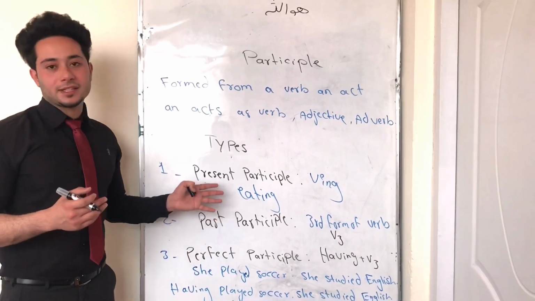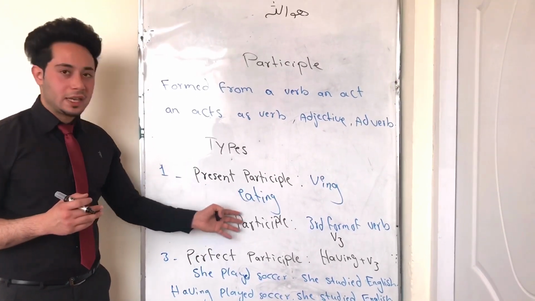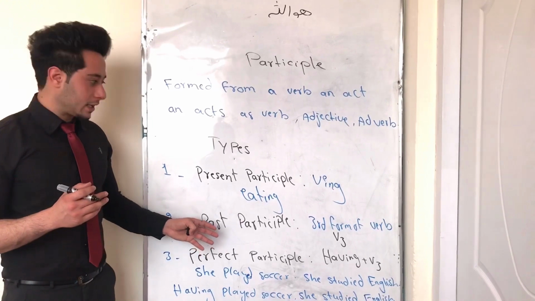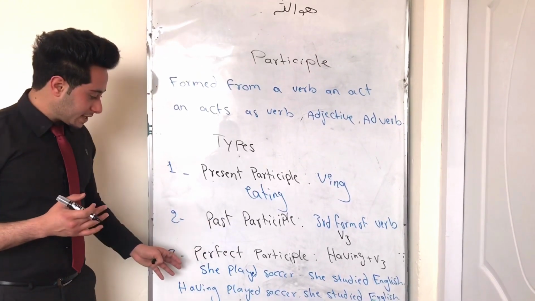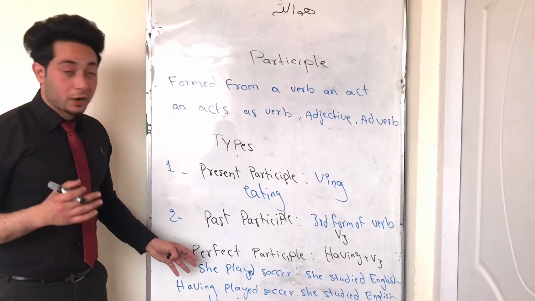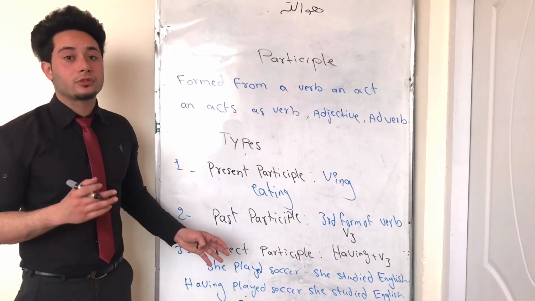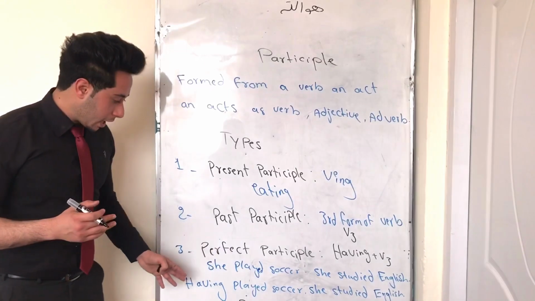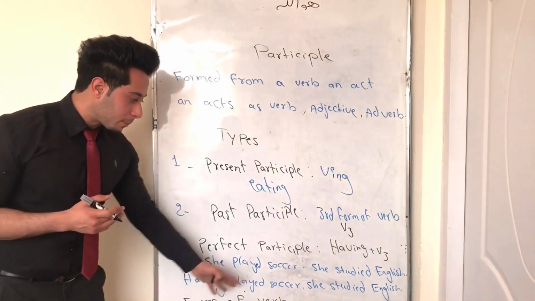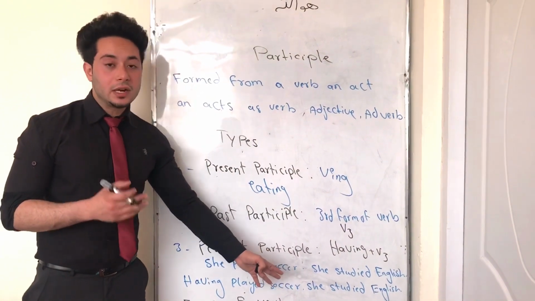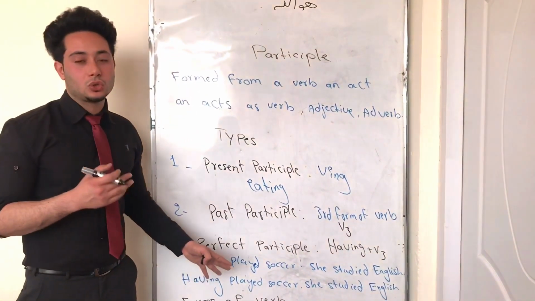A present participle is made from a verb and ing, for example, eating. And a past participle is the third form of the verb. And what is the perfect participle? A perfect participle is having plus the third form of the verb. For example, she plays soccer. She studied English. Having played soccer, she studied English. Rarely is this kind of participle used in the English language.